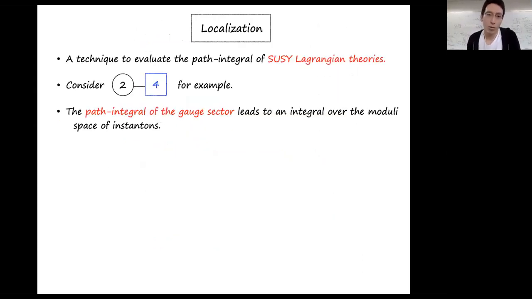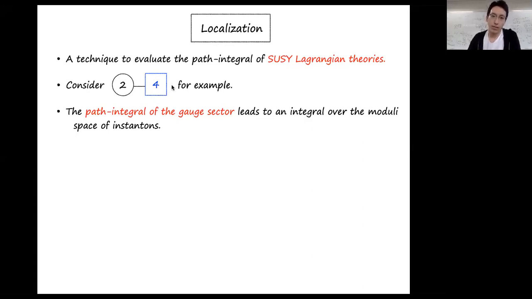Now, what do I mean by localization? Well, localization is a technique to evaluate the path integral of supersymmetric Lagrangian theories. And for example, let's focus on these N equals two Lagrangian theories. Again, this circle stands for the gauge group and this box stands for the fundamental hypermultiplet. Right? So you have four fundamental hypers coupled to this gauge group. Okay, and I want to consider the path integral of this theory.